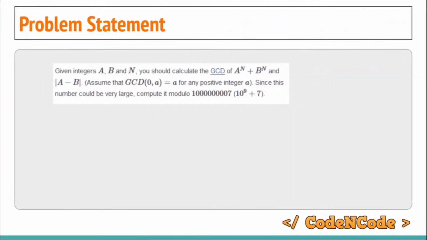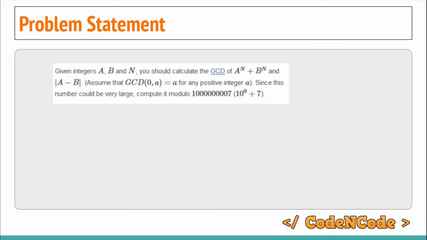So the problem is you are given three integers a, b and n, and you have to calculate the GCD of two numbers, where the first number is a raised to power n plus b raised to power n, and the second number is the absolute difference of a and b. And in the bracket it says that GCD of 0 and a is equal to a.